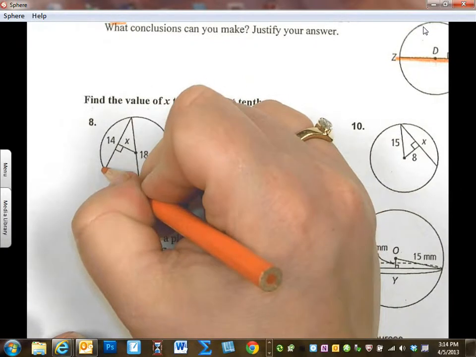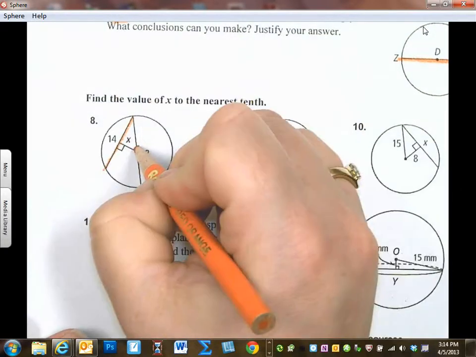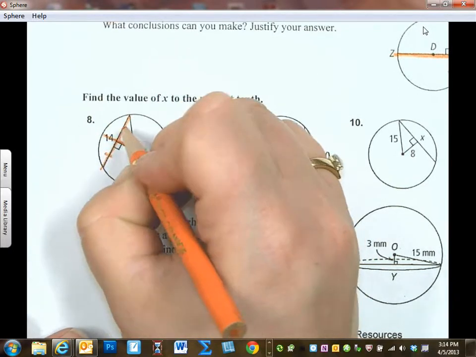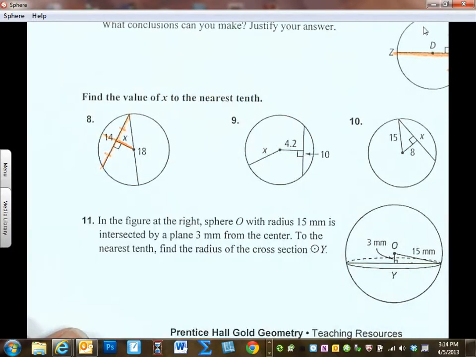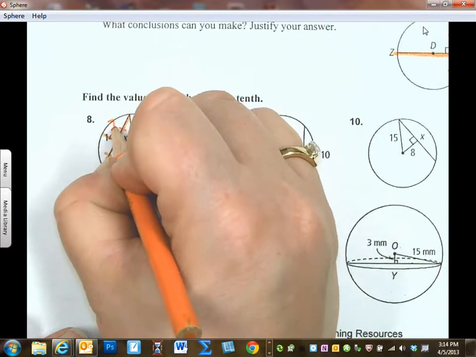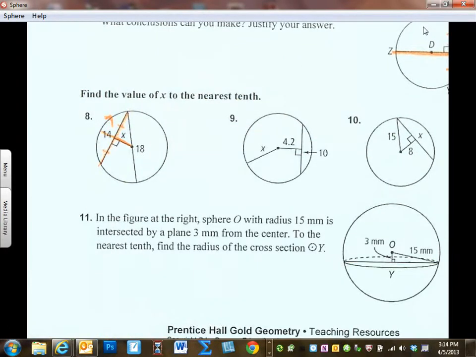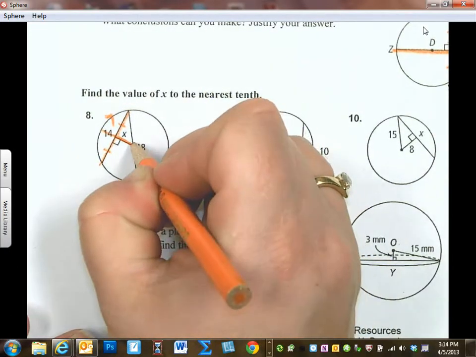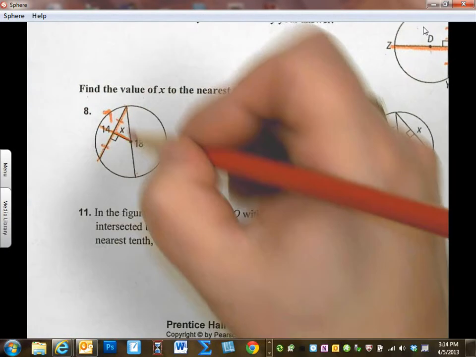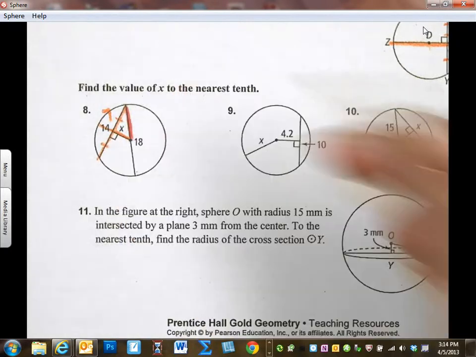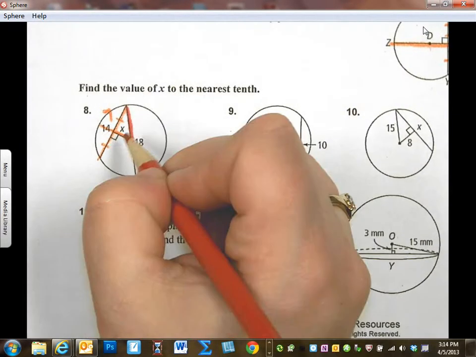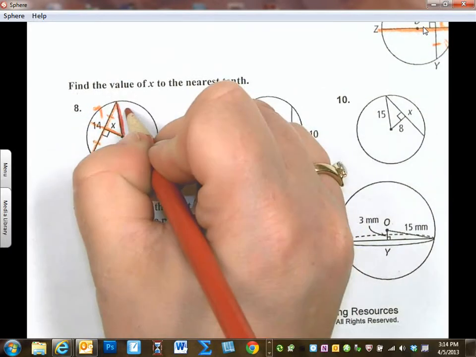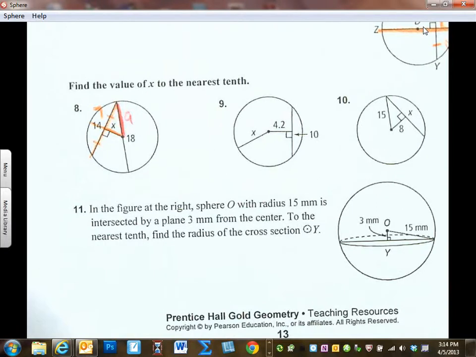Well, this chord is perpendicular to this. What does that tell me? That this is congruent to this. So how long is each of those? 7. So I know this side right here is 7. This is a diameter. Here's the center. This side is a radius. How far is it from here to there if the diameter is 18? 9. That's a right triangle, guys.